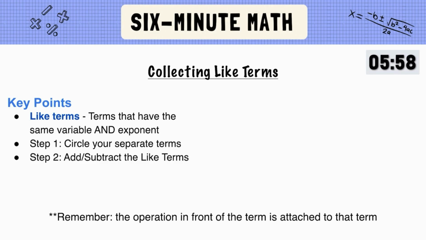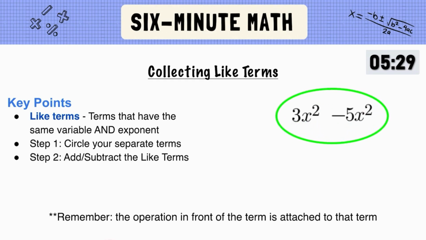Our key point when we are collecting like terms is to understand what like terms are. These are terms that have the same variable and exponent. This is best done with some examples. For instance, I have 3x squared and negative 5x squared. As you can see here, I have the same variable of x. Both of those x's have an exponent of 2. Even though the coefficient is different, these are like terms.